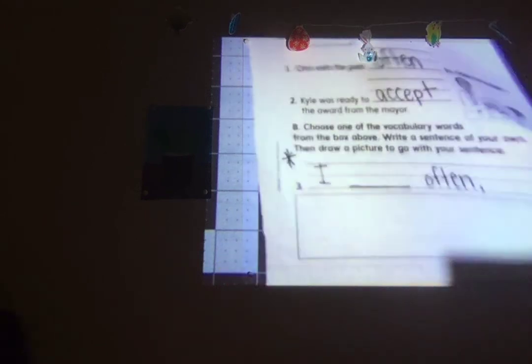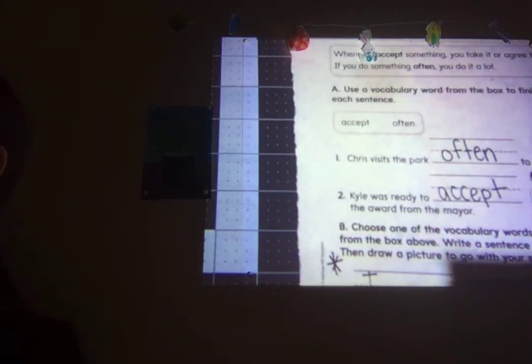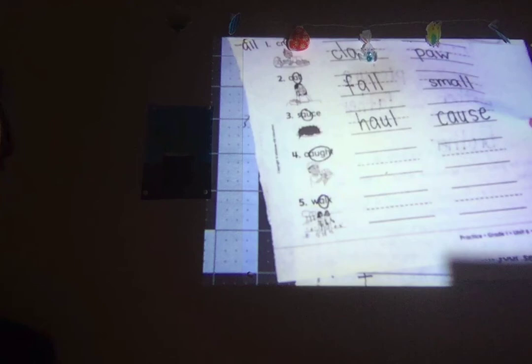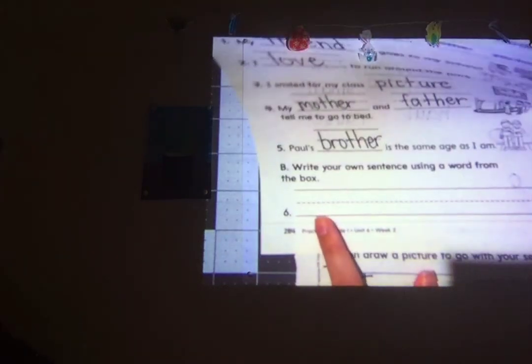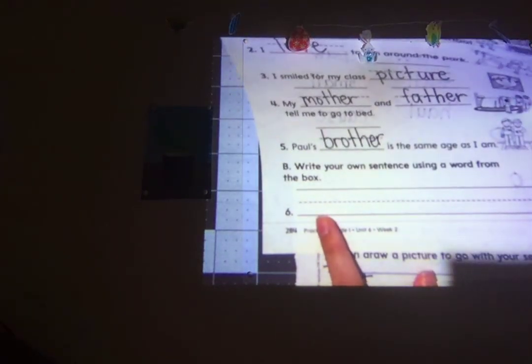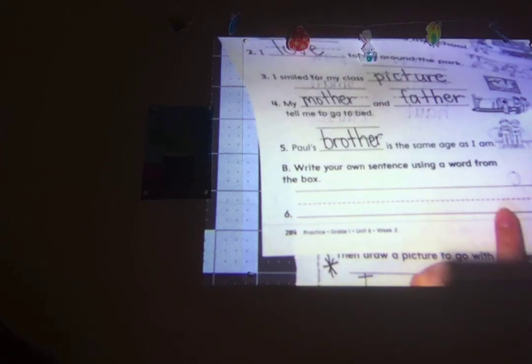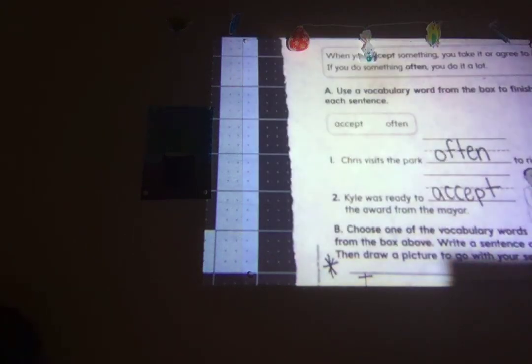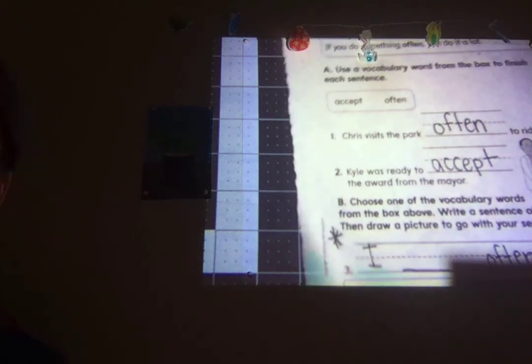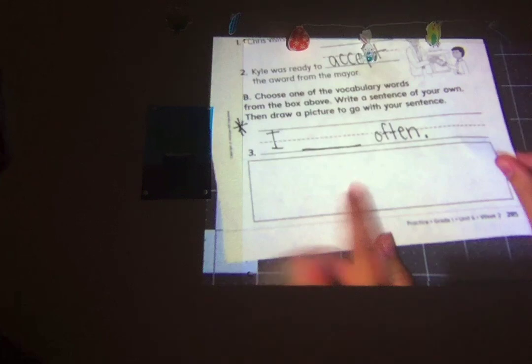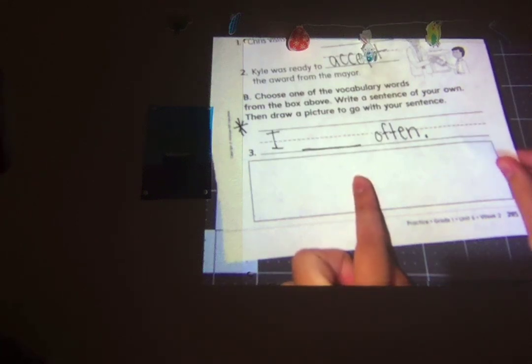So I'm just going to go over what your homework is one more time for each of the pages. On page 283, you need to finish numbers 4 and 5. On page 284, you need to finish part B, where you choose one of the words and write a sentence about it. On page 285, you're also going to choose one of the words, write a sentence about it, and then include a picture to go with your sentence.